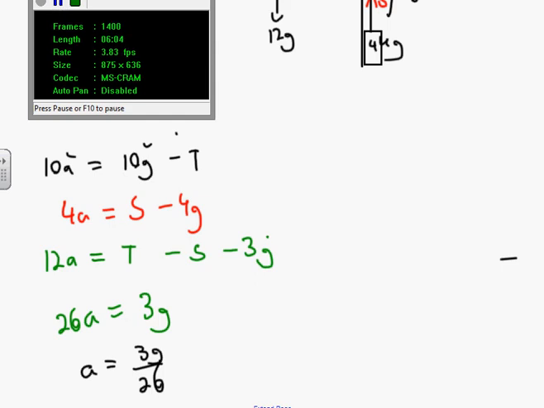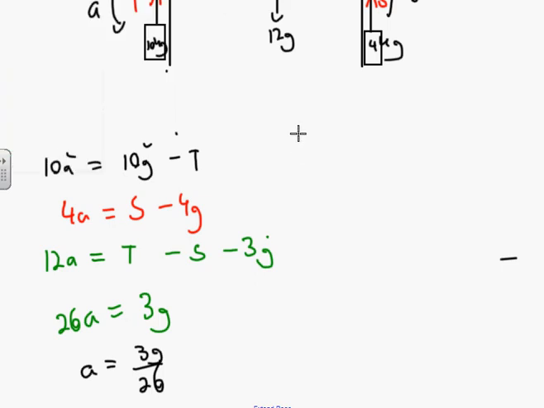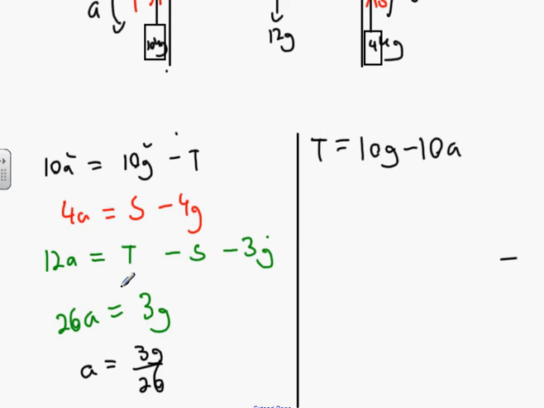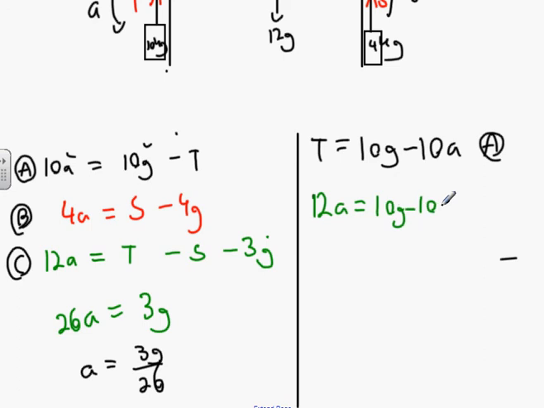In the event that you weren't able to spot that, what you could do is this. You pick a letter to get rid of at a time. So I rearranged the first equation to get t on its own. So t equals 10g minus 10a. I look for another equation that has t in it. You can see equation A is where I got this from. And now I'm going to put equation A into equation C. I'm going to use green to tell you which one I'm using. 10a equals 10g minus 10a, because we replaced what t was, minus s minus 3g.